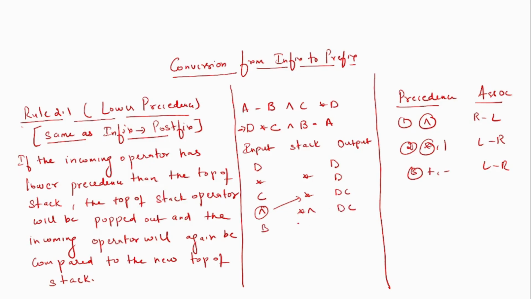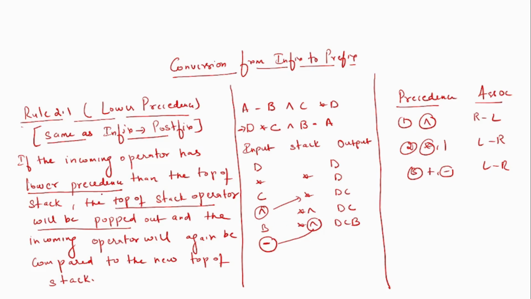Then comes b, which is not an operator, so I will just write b in the output. Then comes minus, and this is our rule here, where the incoming operator has lower precedence. The incoming operator minus obviously has lower precedence. Minus precedence is 3, whereas exponential's precedence is 1. Therefore, incoming operator minus has lower precedence than the exponential operator. Therefore, the top of the stack operator, which is exponential, will be popped out, and the incoming operator will again be compared to the new top of the stack.